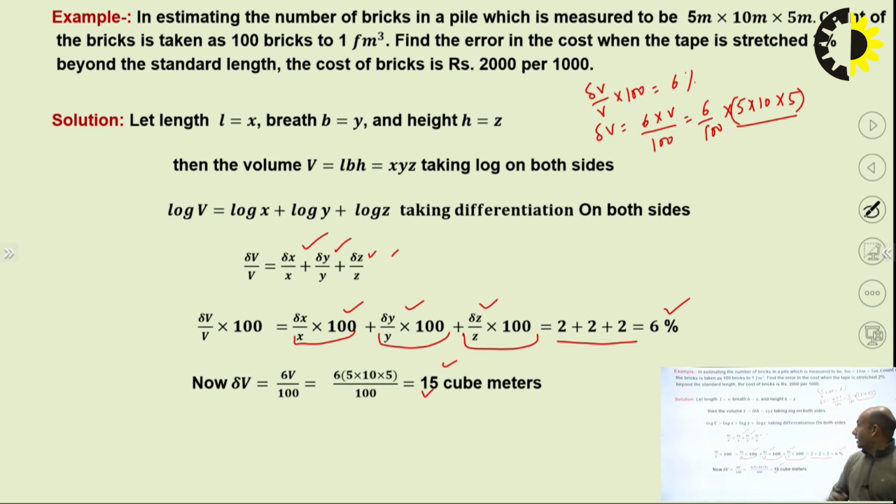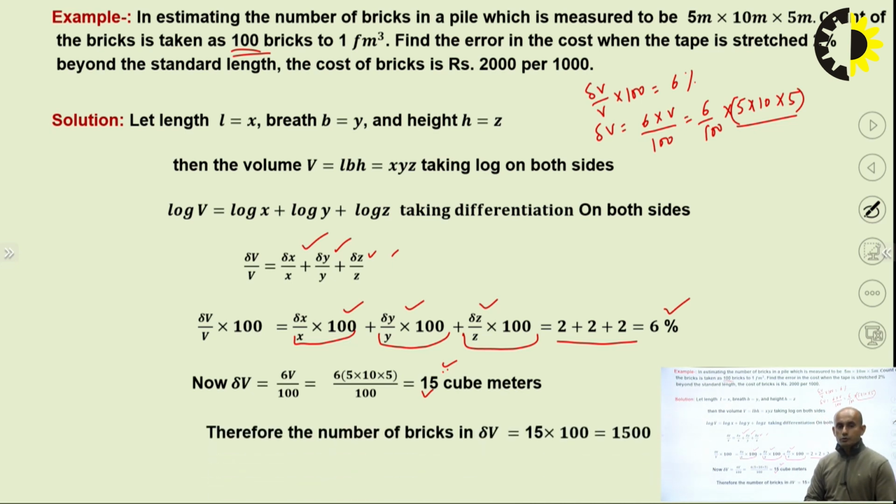Since we have 100 bricks in 1 meter cube, the number of bricks in these 15 cubic meter will be 100 into 15. So we have 100 into 15 equals 1500. So these are the number of bricks, 1500, and this is the counting error in bricks.